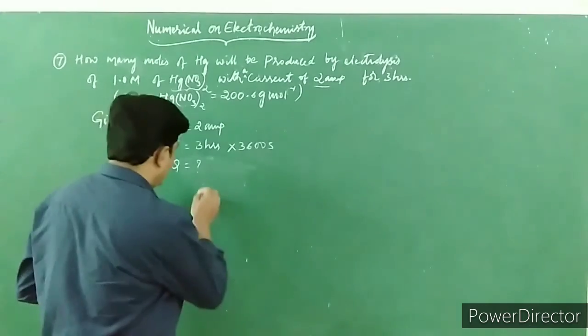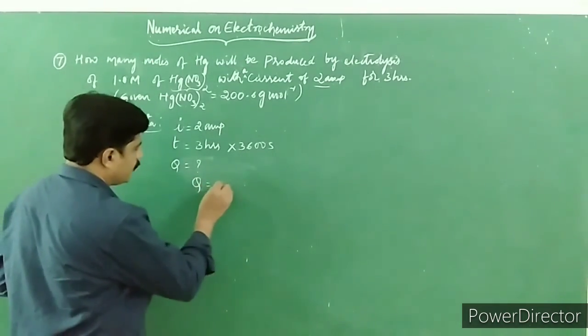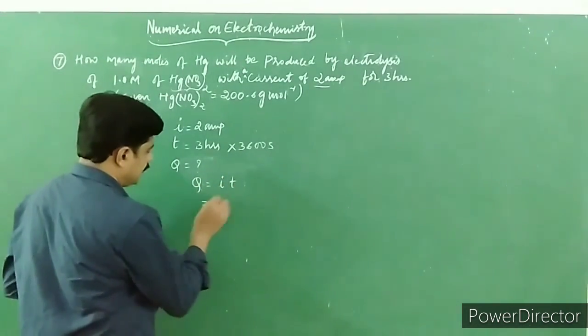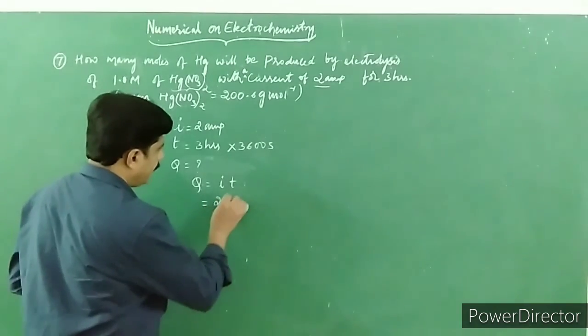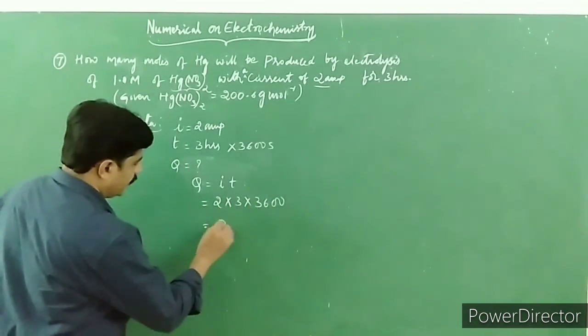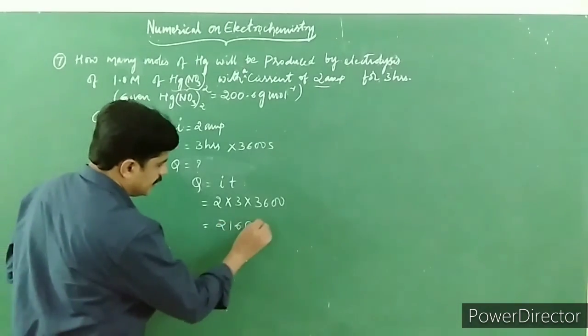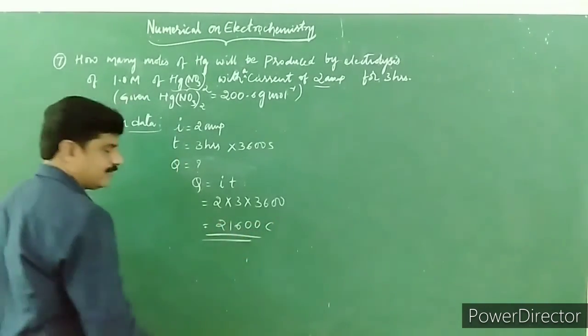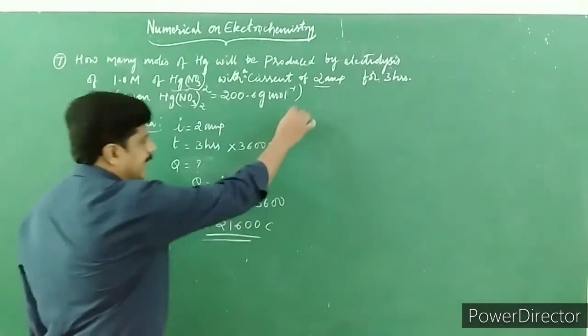Hope you understand that. Now you know the expression Q is equal to I into t. I is how much here? 2 ampere. 3 into 3600. Children, you are going to get 21,600 coulombs of charge. Let me go for the second part.